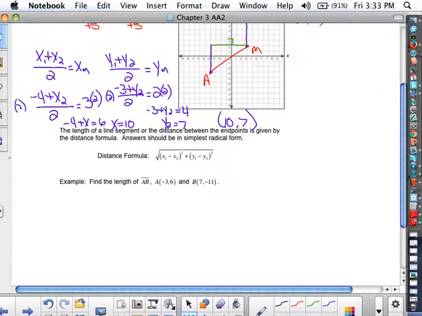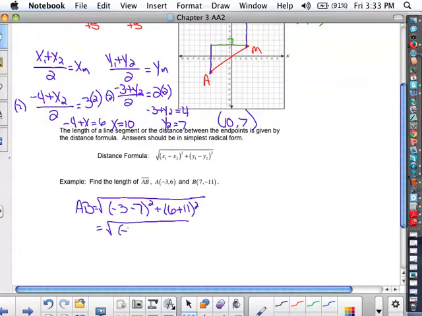Distance formula, this is again a review. If you want to find the length of the line segment AB, you're just going to substitute these values into the distance formula. So x1 is -3, x2 is 7, and then y1 is 6 minus -11, which makes that a plus. This gives me the square root of -10 squared plus 17 squared.